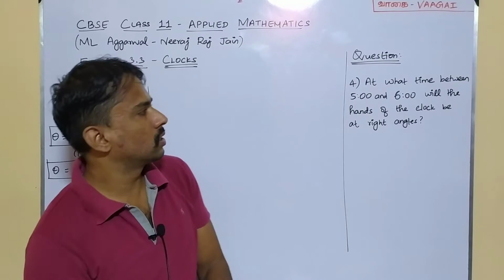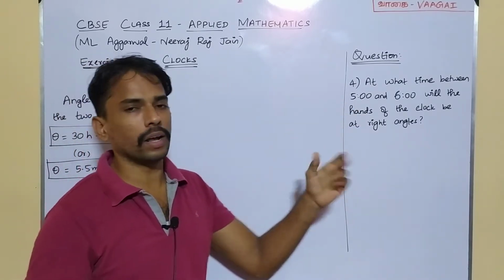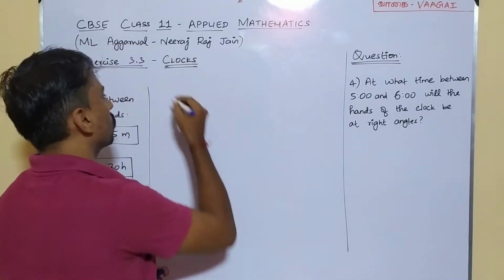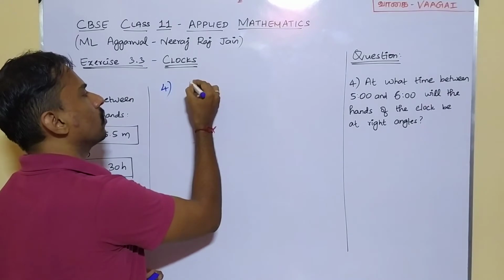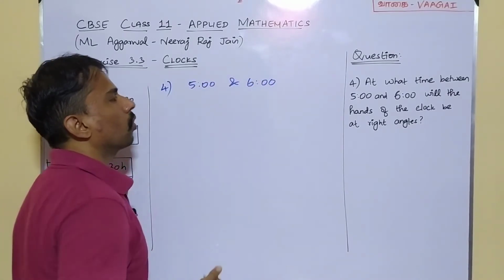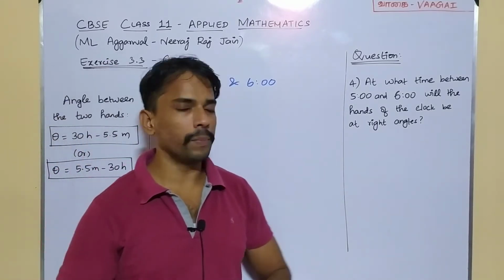Question number 4 with us. At what time between 5 and 6 will the hands of the clock be at right angles? So again a question based on right angles here. Here our time is between 5 and 6, 5 o'clock and 6 o'clock. At what time will the hands of the clock be at right angles?